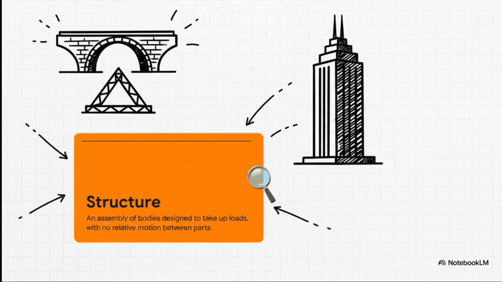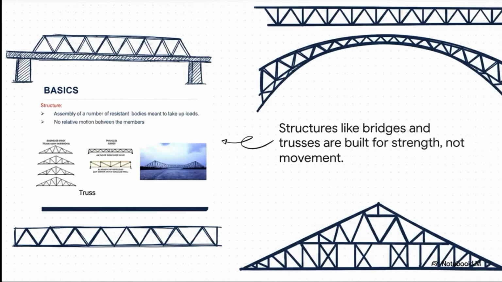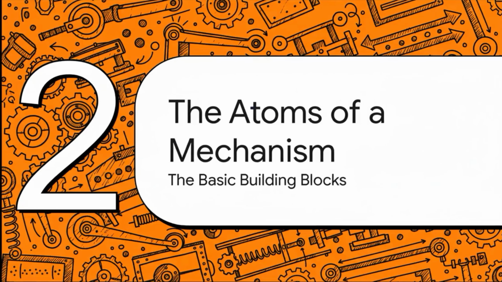All right, now let's talk about the complete opposite of a mechanism. Let's talk about a structure. A structure is a bunch of parts put together with one goal in mind, to not move at all. Its job is to take a beating, to resist forces, to handle heavy loads, and just stay put. We're talking pure, unadulterated strength and stability. Think about a bridge, or the wooden trusses holding up the roof over your head. Yeah, they're made of tons of individual parts, but the entire design goal is to make sure there's absolutely zero movement between any of those parts. They're there to hold a load and be totally, completely rigid. That's it.